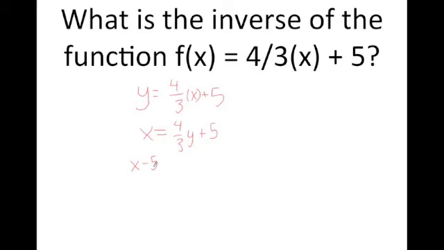We're looking to isolate the y here, so you'll subtract 5 from both sides, giving you x minus 5 is equal to 4/3 y. Multiply by the reciprocal of 4/3, which is 3/4. You'll get 3x minus 15, all divided by 4, is equal to y. And there's your answer.